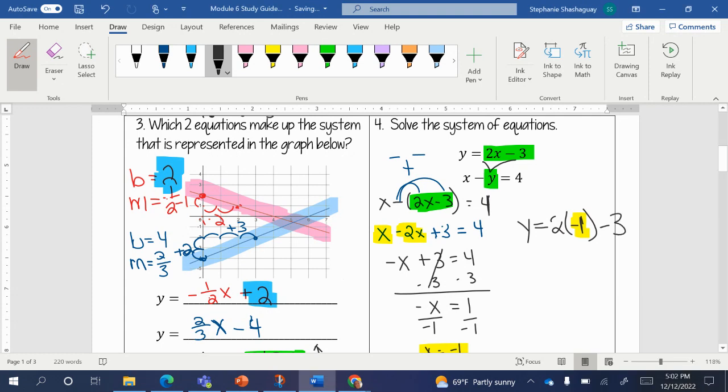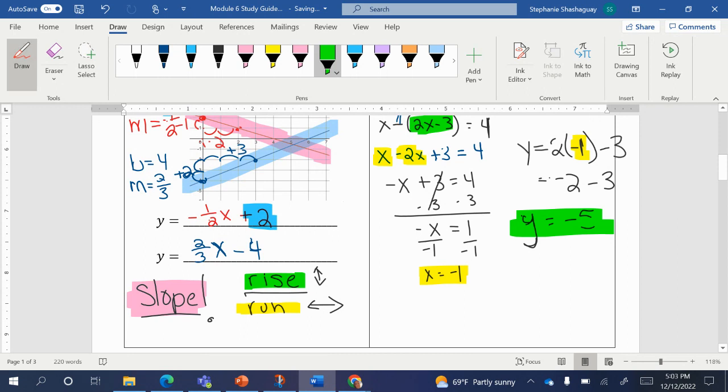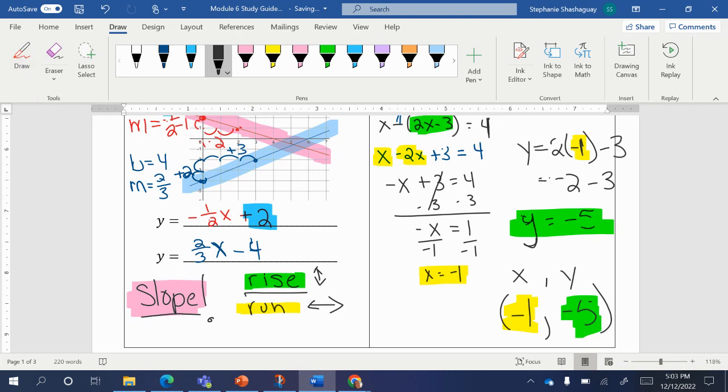And do minus 3. So 2 times negative 1 is negative 2. Negative 2 minus 3 is equal to negative 5. So that is my y value, negative 5. So my solution here is negative 1, negative 5. Negative 1 is my x, negative 5 is my y. Remember, x before y in the alphabet, x before y as an ordered pair.